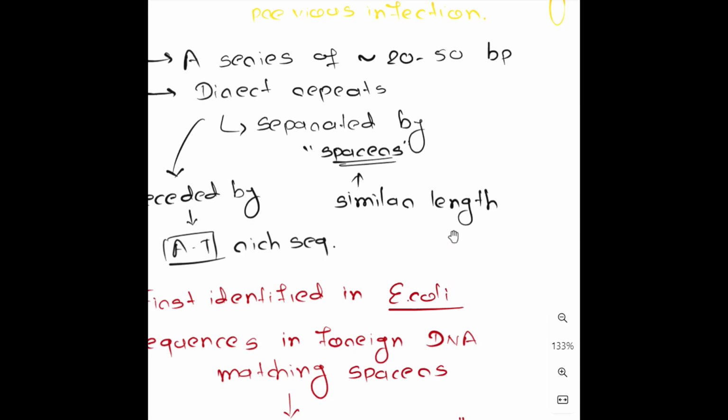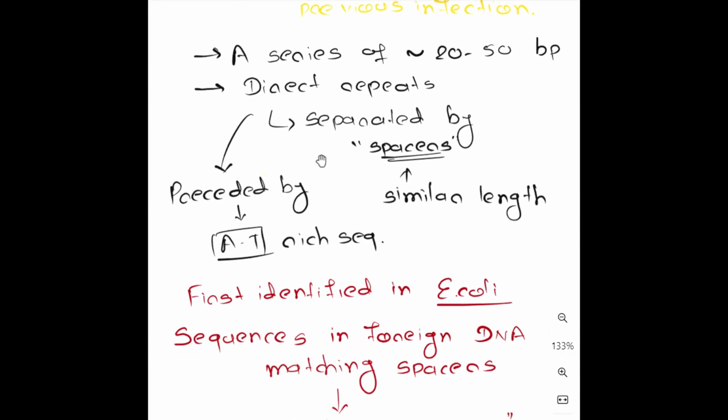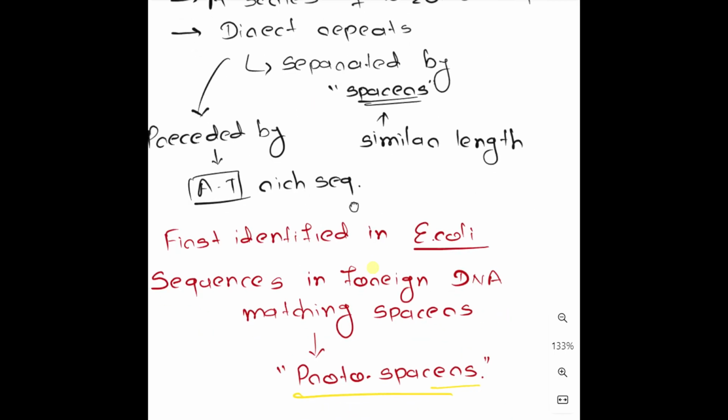CRISPR-Cas systems are generally defined by a genomic locus called the CRISPR array. This CRISPR array is a series of 20 to 50 direct repeats. These direct repeats are separated by spacers, which are unique and also of similar length. This CRISPR array is also preceded by AT-rich leader sequences.